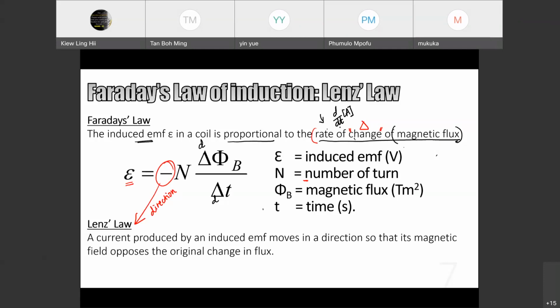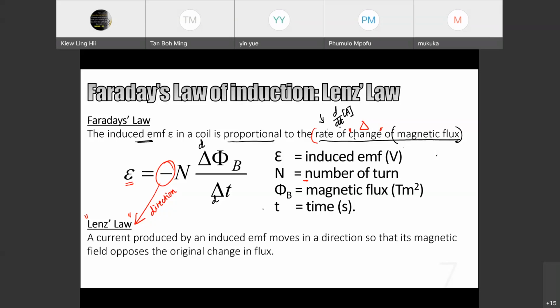Okay, so what does Lenz's law say? It says that the current produced by an induced EMF moves in a direction so that its magnetic field opposes the original change in flux. Okay, sounds very, very deep, right?